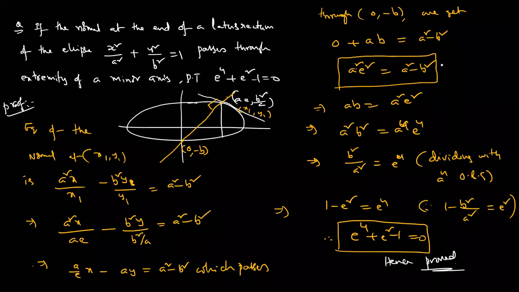So what is the logic here? This one you are getting here, students. So what I am doing here, in the place of a square minus b square, I am writing, see carefully, ab is equal. From this case, squaring on both sides, a square b square is equal to a power 4, e power 4. Divide with a power 4.